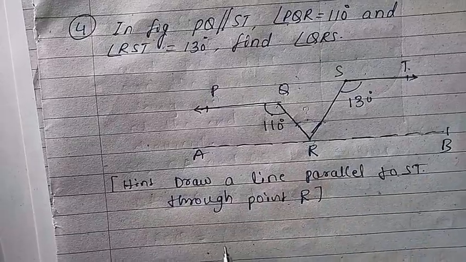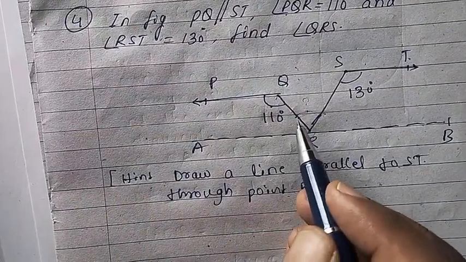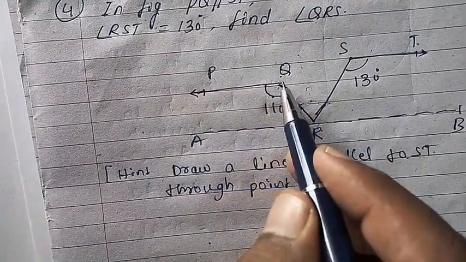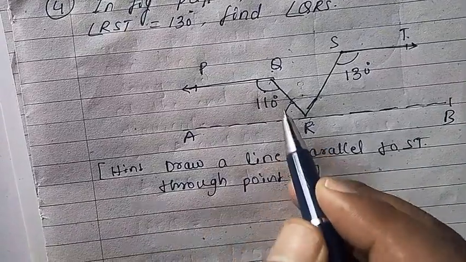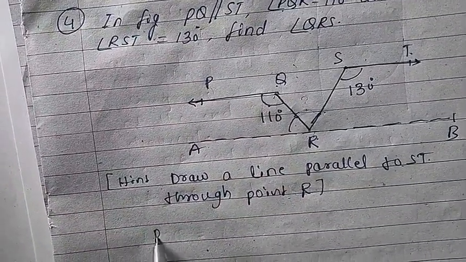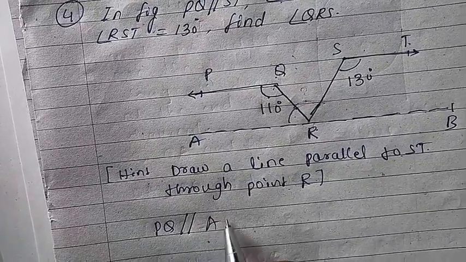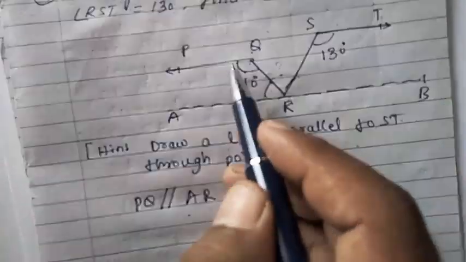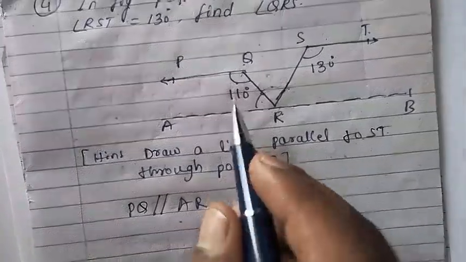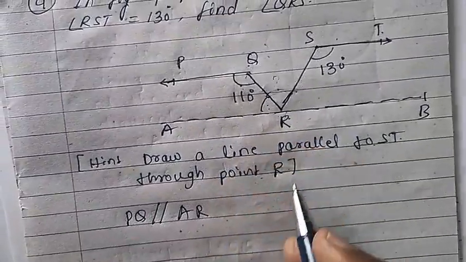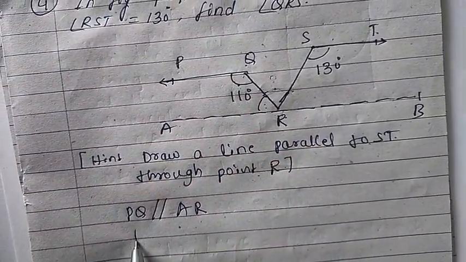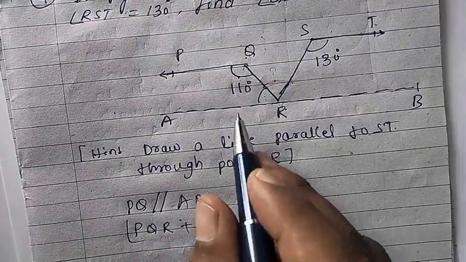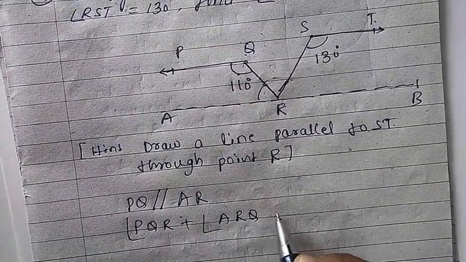Now what about angle ARQ and angle PQR? These two lines are parallel. So what can you write here? PQ is parallel to AR, because they have given that this line is parallel to this line, and this is parallel to this one, which means this is also parallel to this line. Clear? So these two lines are parallel, which means angle PQR plus angle ARQ is equal to 180 degrees.